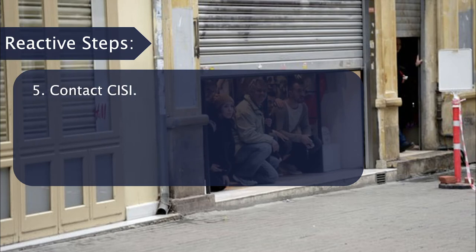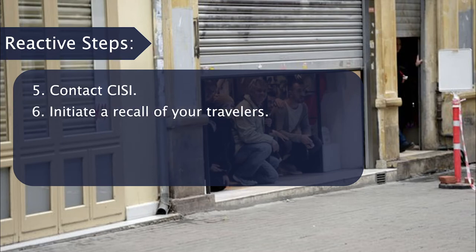Step 5. After notifying EMS if necessary, contact CISI and open a case with them. Remember, CISI also provides legal assistance as well as medical services. Step 6. Initiate a recall of your travelers to determine their location, conditions, and needs.